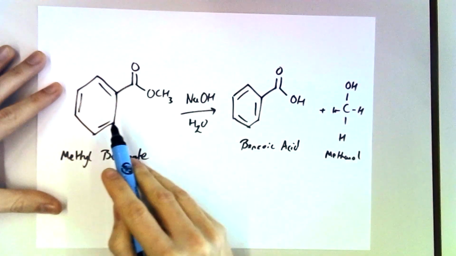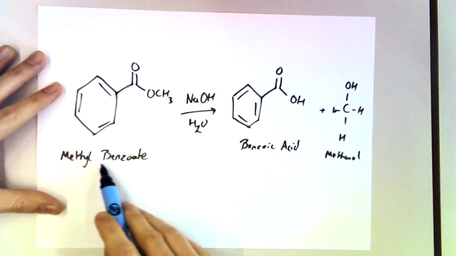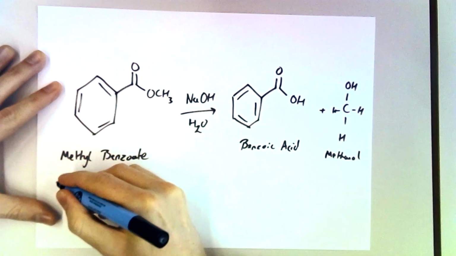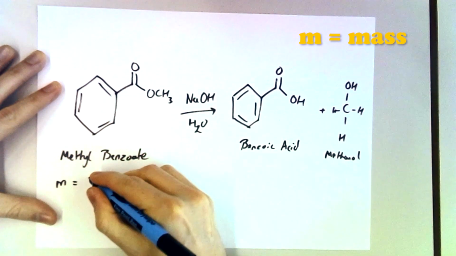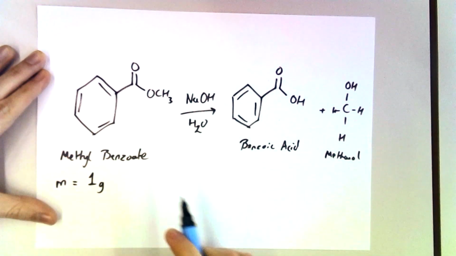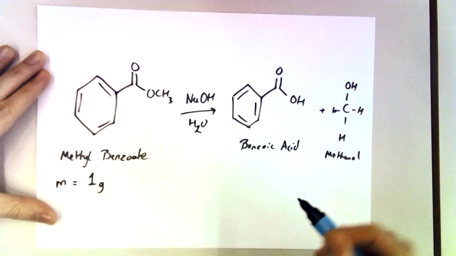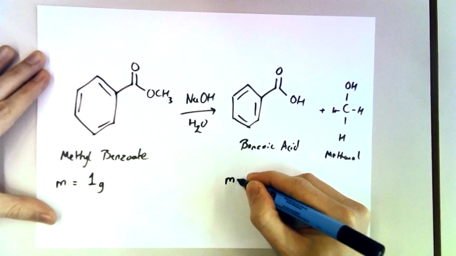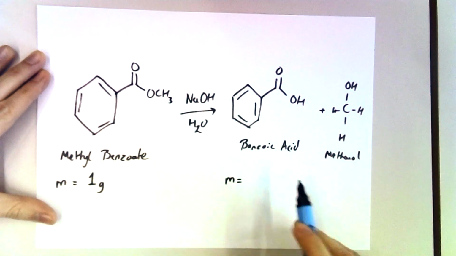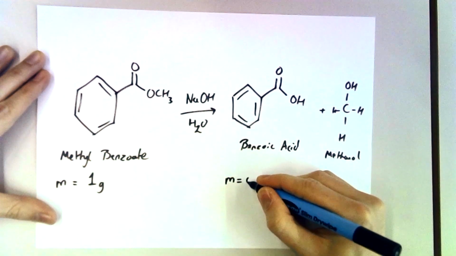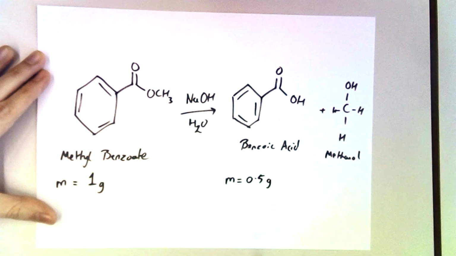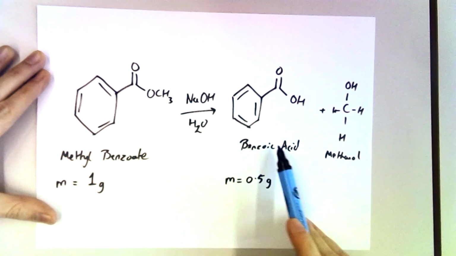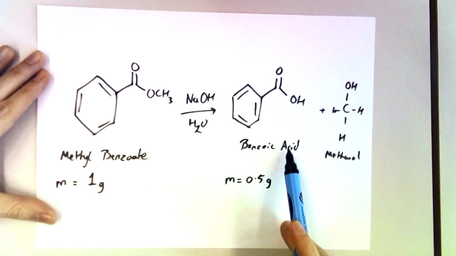Okay, so let's say you started with a certain mass going in of methyl benzoate. So our mass in, I'm going to write with an M for short. M in was 1 gram of the methyl benzoate. And I got a mass out once I dried and weighed my benzoic acid sample. Let's say I got half a gram, 0.5 grams. So I got 0.5 grams coming out. So I've got a mass in and a mass out, methyl benzoate in, benzoic acid out.